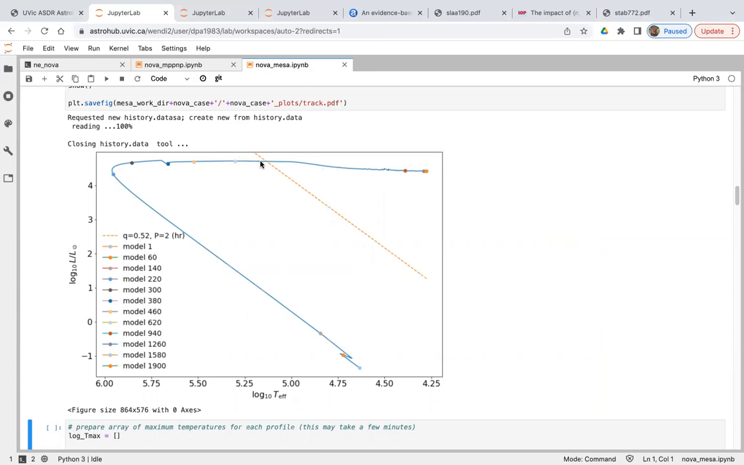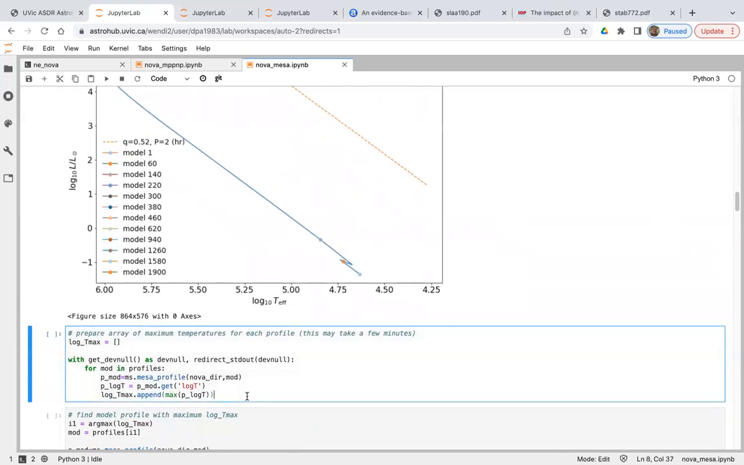And this diagonal orange dashed line actually shows the Roche lobe radius for the white dwarf, for the mass ratio of the white dwarf to the secondary star 0.52, and for a period of 2 hours. So at this moment the stellar evolution track crosses this line, which means the radius of the expanded envelope exceeds the Roche lobe radius, and we expect that this material will be lost from the binary system, okay? So the envelope will be lost.